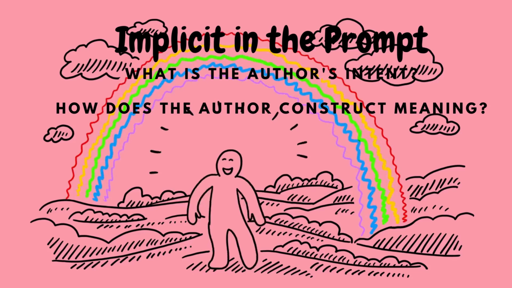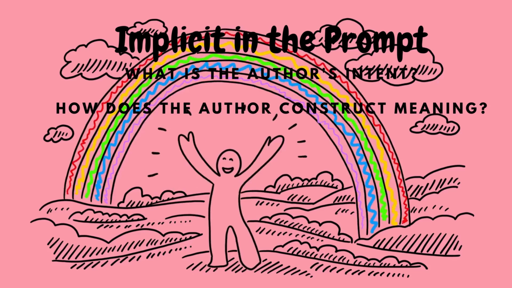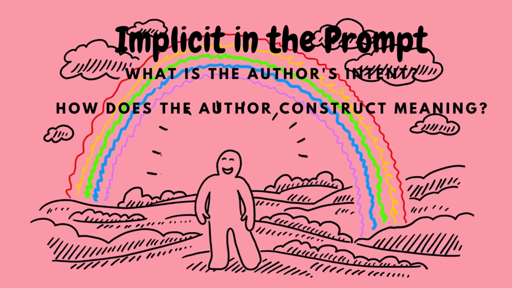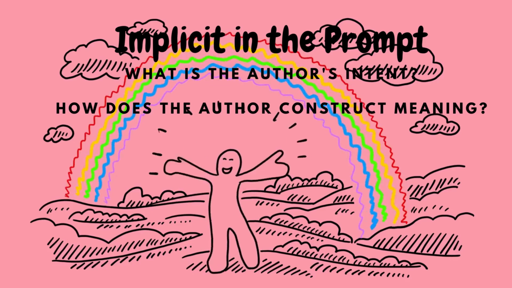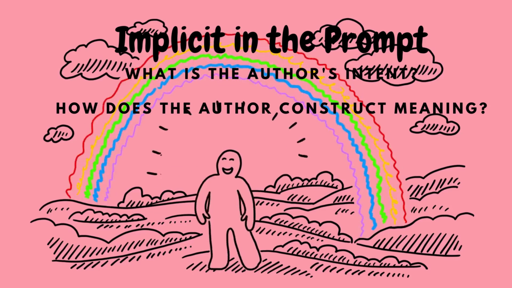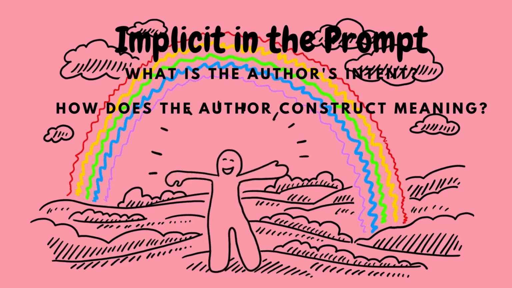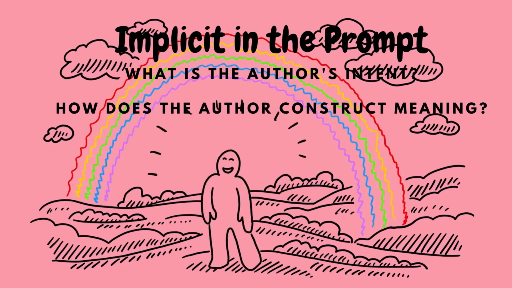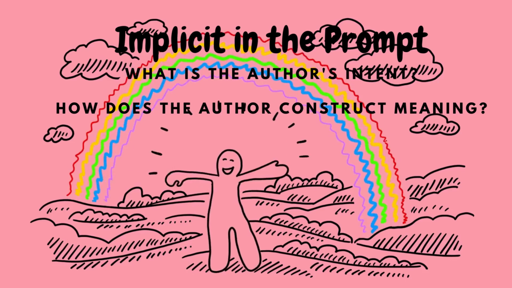Implicit in FRQ 1 and FRQ 2 prompts, and you can go back to the 70s to prove my statements here, in those prompts are implicit 2 questions. The first question is, what is the author's intent?